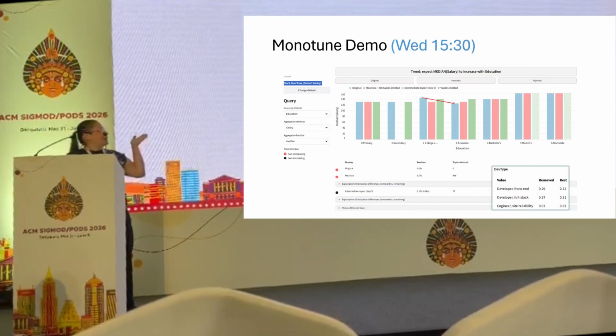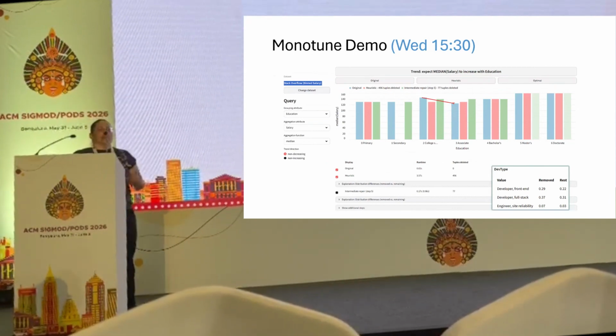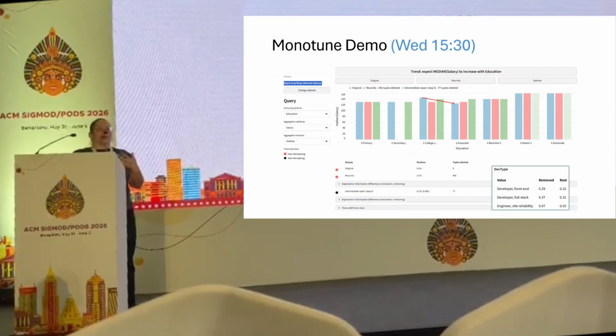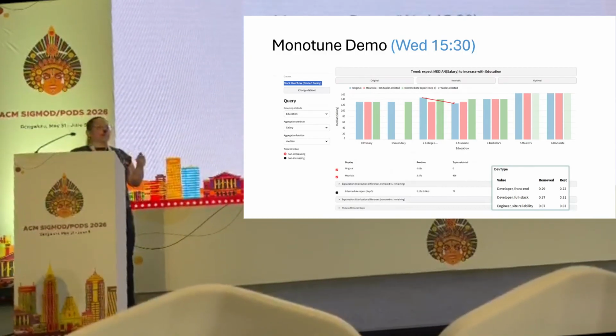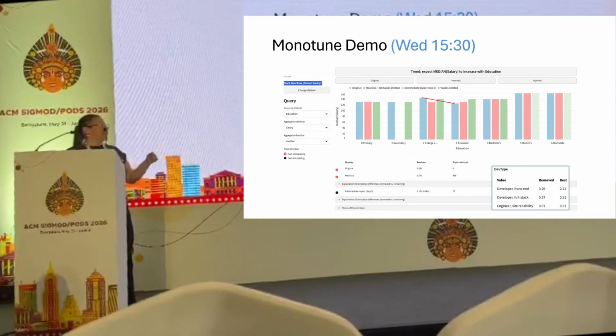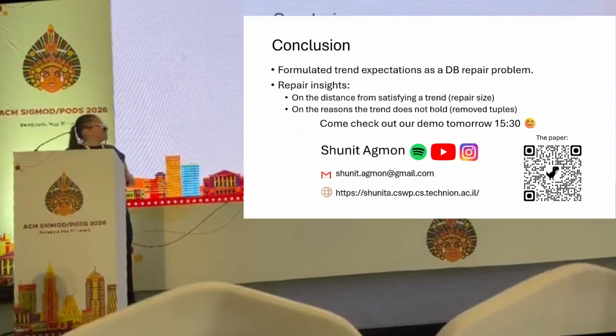We also implemented a demo, which allows us to go in and find explanations for the removed tuples, and we're showing it also tomorrow at 3:30, so you're welcome to check it out.